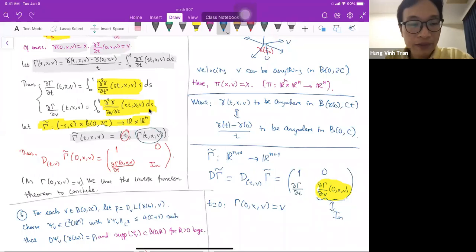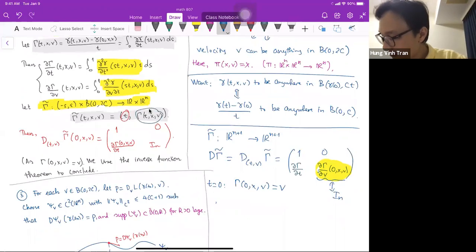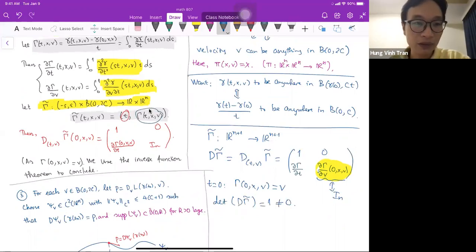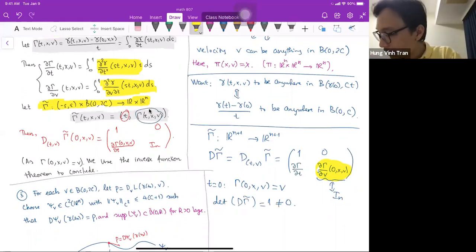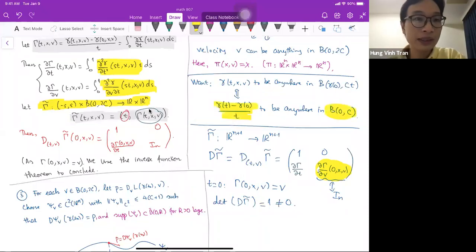So when you differentiate that, you have this matrix, and you can see that the determinant of d gamma tilde is nothing but 1. So that means that gamma tilde is invertible, right? And when it's invertible, that means that it maps from an open set to an open set, and that open set allows you to conclude that you have an open ball near the center.